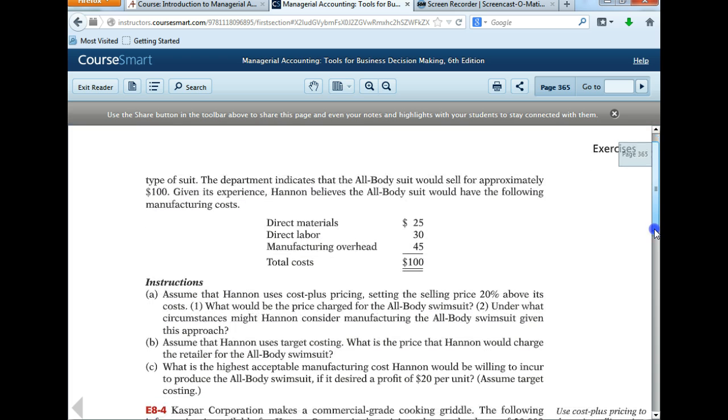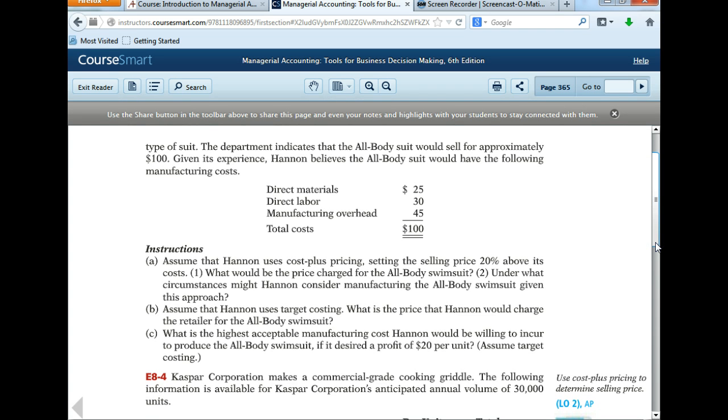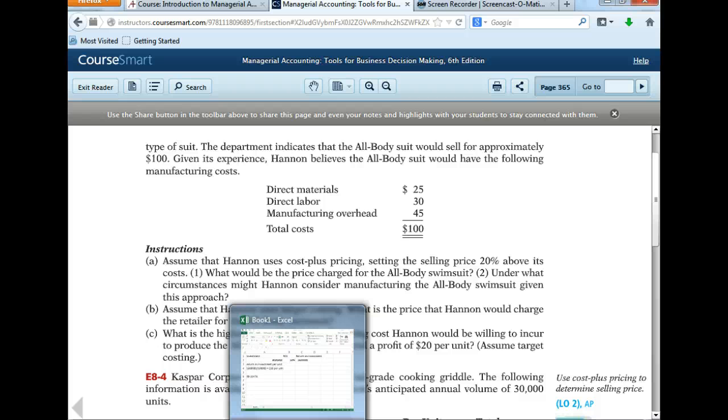Assume that Hannon uses cost plus pricing, setting the selling price 20% above its costs. What would be the price charged for the all-body swimsuit? So if our costs are at $100 and we want to sell it for 20% above it, what is going to be the price we would sell this for? $120. Are we going to sell any if the going sales price is at $100? Would we even begin manufacturing this? No.